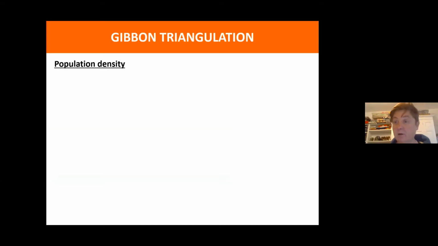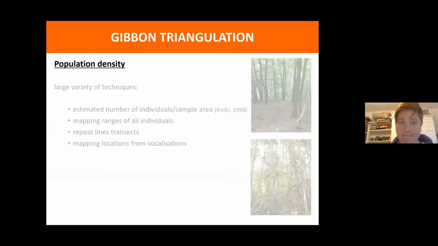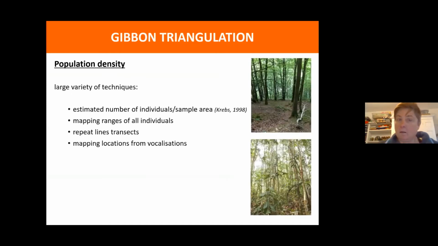So we're looking to understand population density. When we're talking about gibbons, that's groups per square kilometre, which then allows us to extrapolate and hopefully create a population number. Ways you can potentially do this, that have been tried with gibbons and all sorts of things, include estimating the number of individuals within a sample area. You have to know your sample area as well to understand how many individuals are within it. You can map the range of all individuals, but that's not really practical for gibbons.